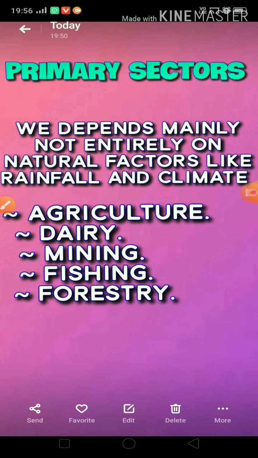Now let's start with the primary sector. As the name suggests, it is related to primary activities. Everything that relates directly to nature would come under the primary sector. It is dependent predominantly on natural factors. For example, agriculture, dairy, mining, fishing, forestry, etc. All these depend directly on natural resources, and they are classified in the primary sector.